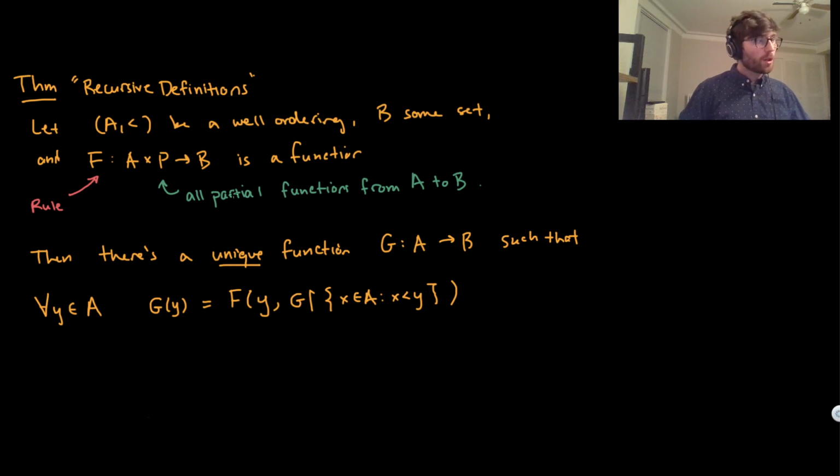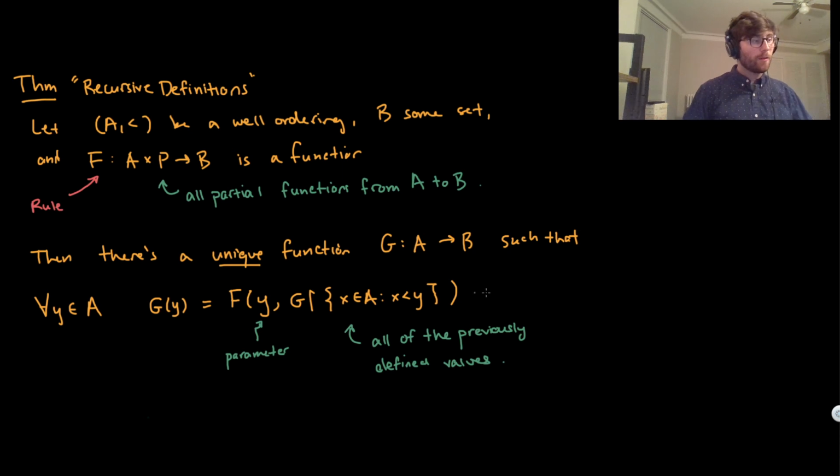And this set of partial functions here from A to B is supposed to represent all of the previously defined information. The conclusion is that there's a unique function big G, such that if I plug in any value y in A, to figure out what G of y is, its output is going to be what the rule told us to do, assuming that we had access to all of the previous information. So this is our parameter y. You can think of this as a parameter. And this is encoding all of the previously defined values.